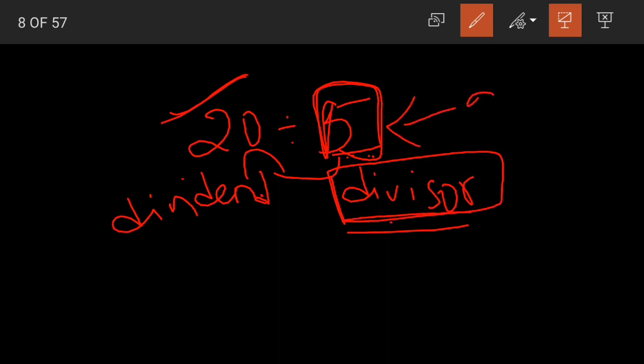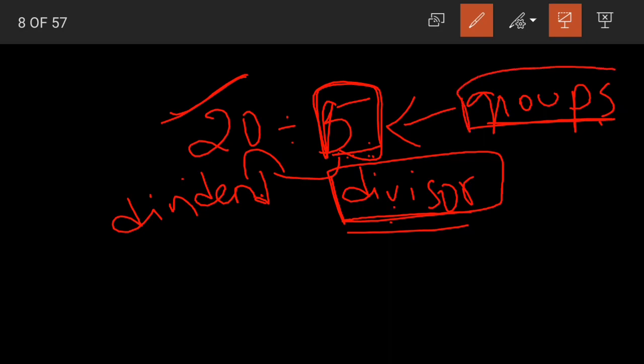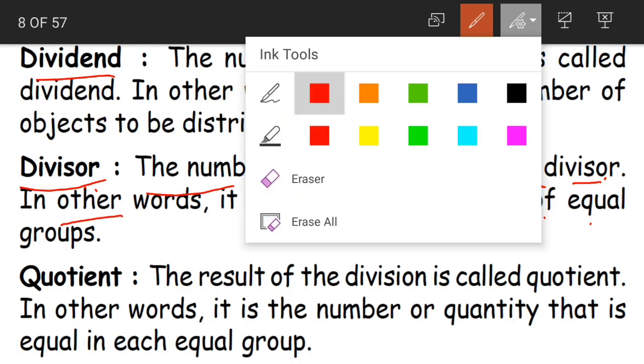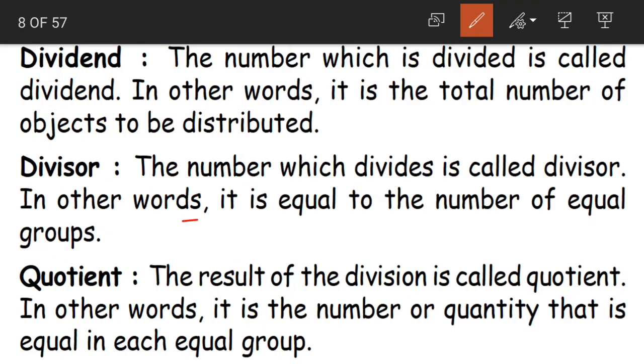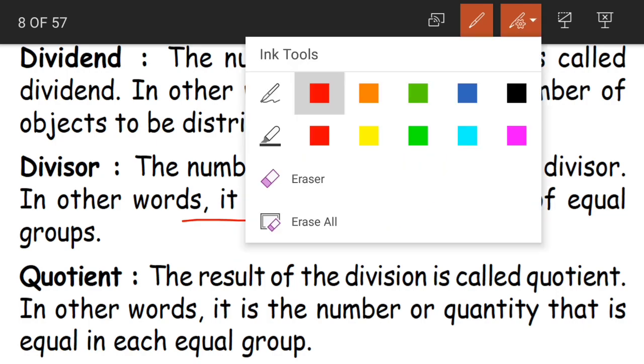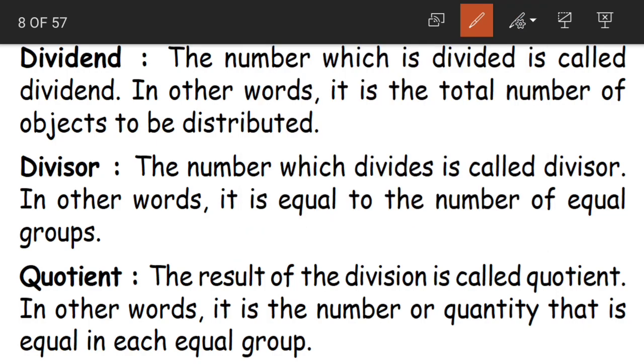Now, what was this 5 in our example? 20 biscuits were to be divided into 5 groups. So the divisor is the total number of groups among which the objects are to be distributed, or the number of people among whom the total objects are to be distributed. It is equal to the total number of equal groups, or the total number of people among whom the objects are to be distributed.